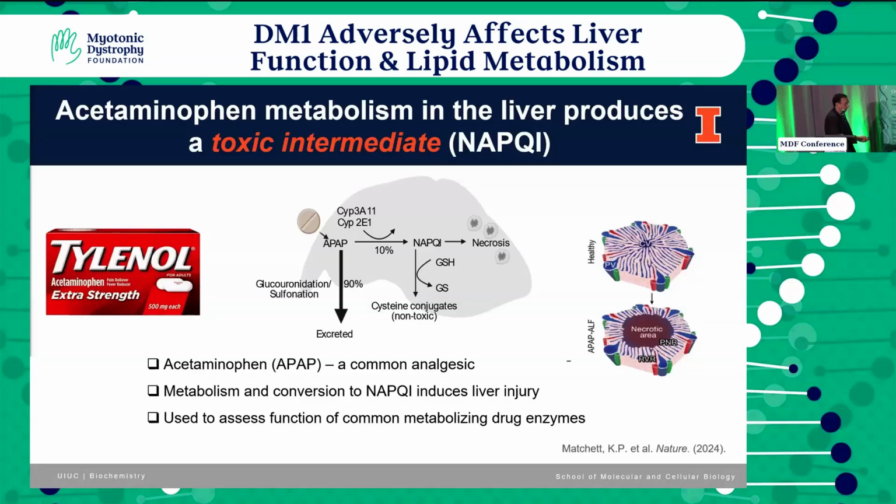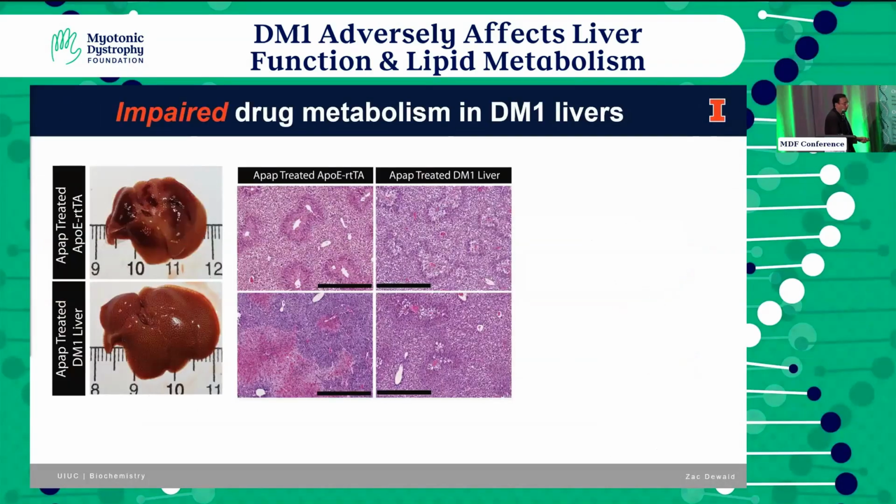So the injury is very localized. Our results showed that the DM1 mice are actually showing much less necrosis than the control mice. And this is also evident at the H&E staining level. You can see this damage that happens because of the NAPQI near the central vein proximal hepatocytes is much less prevalent in the DM1 liver.